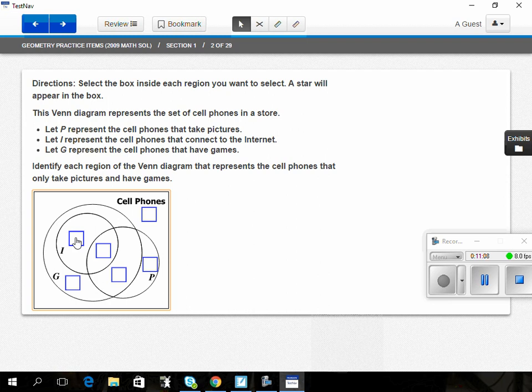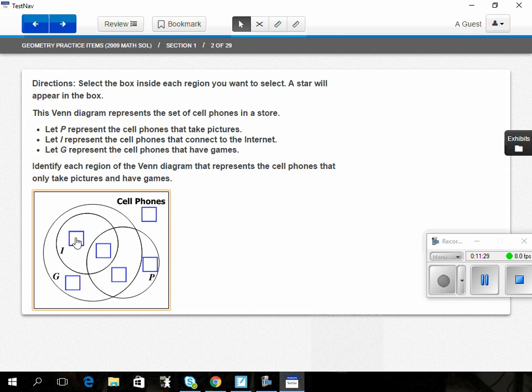What kind of cell phone does that? Like an old school phone, like a go phone or something, right? Huh? Is that what it's called? I've never heard of that. Okay. But it doesn't connect to the internet, doesn't play games, and doesn't take pictures. Old school phone. All right, let's keep going.